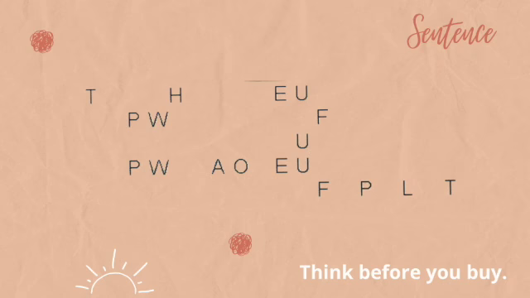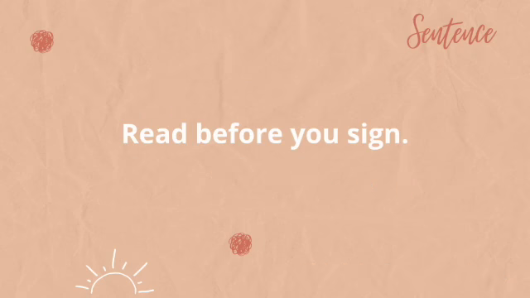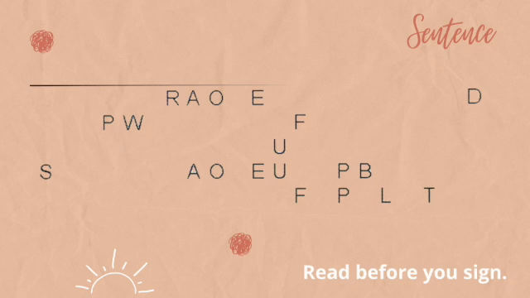Okay, so next we have another sentence here. Read before you sign. How do we write this? So again, read before you sign. How do we write this? I'm giving you 3 seconds. 3, 2, 1, 0. Let's check your answers.